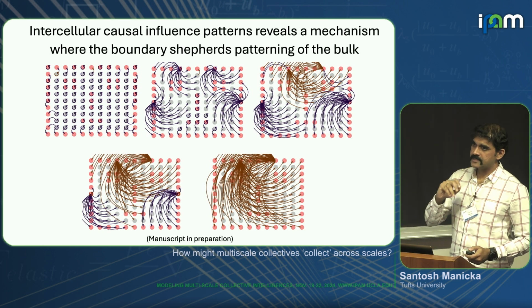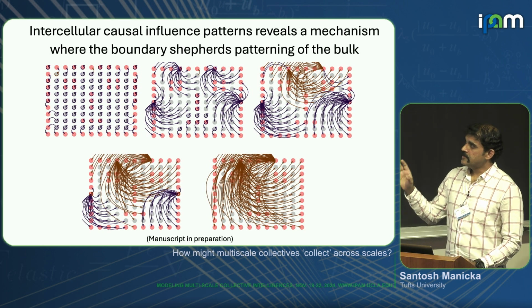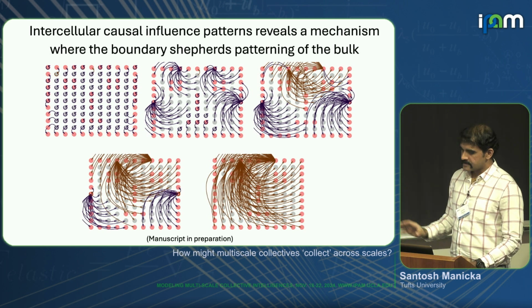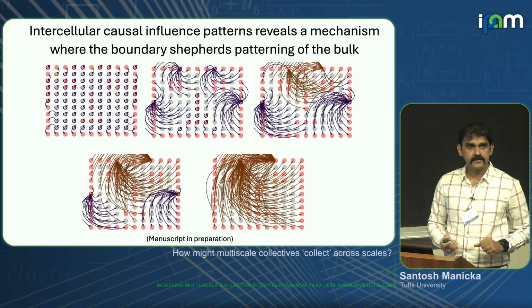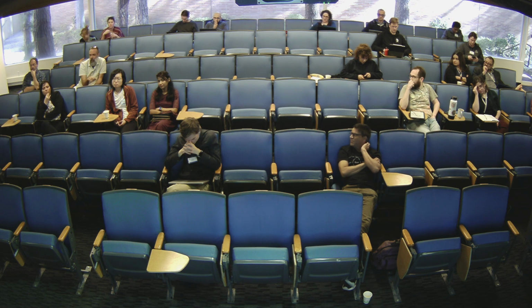And we also ran some information theoretic measures between the bulk and the boundary and things like that. What would that mean in the biological setting? Yeah. Like, I see the boundary.